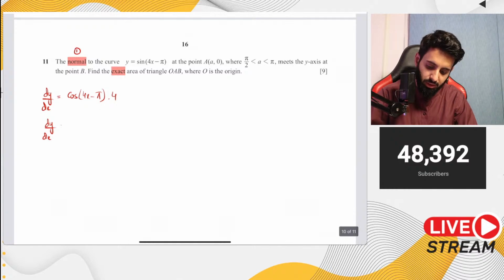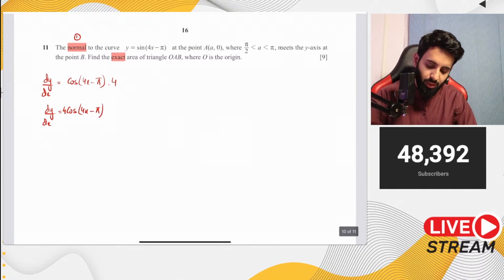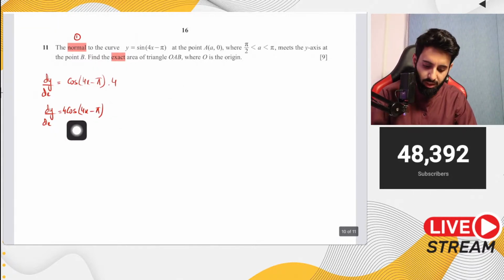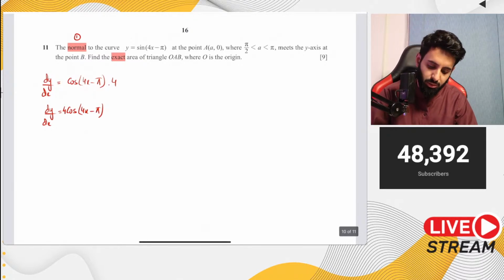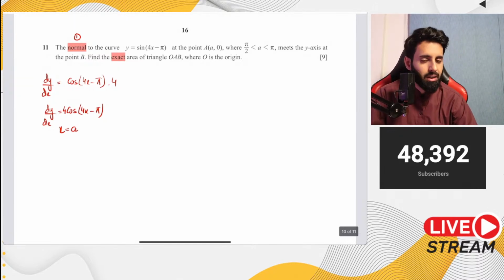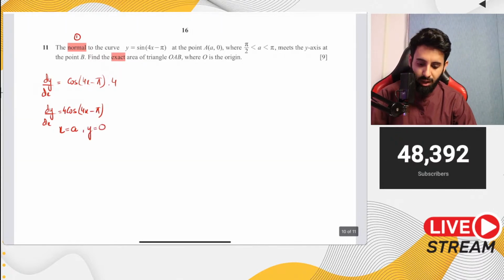Dy by dx is equals to 4 cos 4x minus pi. Now, normally at this point you'd expect to be given the value of x, which you can then plug in and find out the gradient of tangent, and then use that to find out the gradient of normal. But the problem here is that we don't have the value of x. Technically, we don't have the value of x, but we have the value of y, which we can then use to find out the value of x.